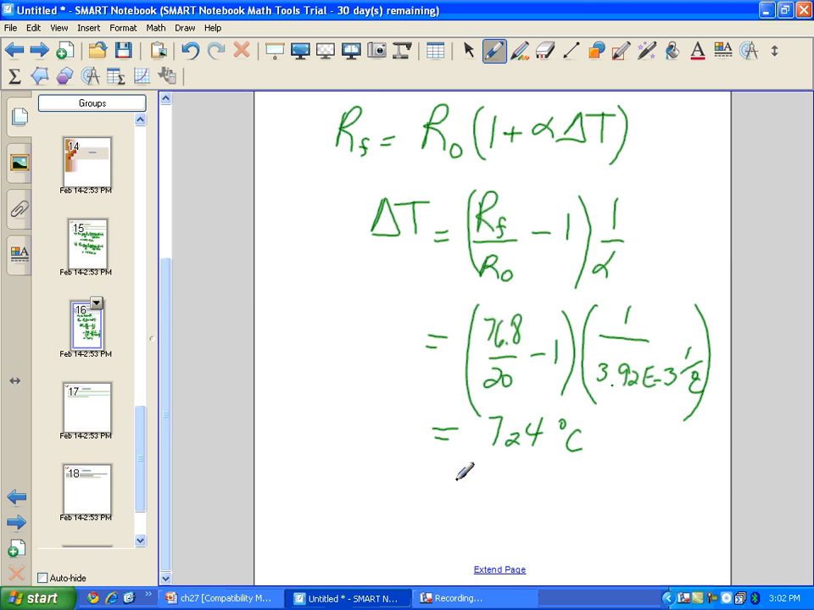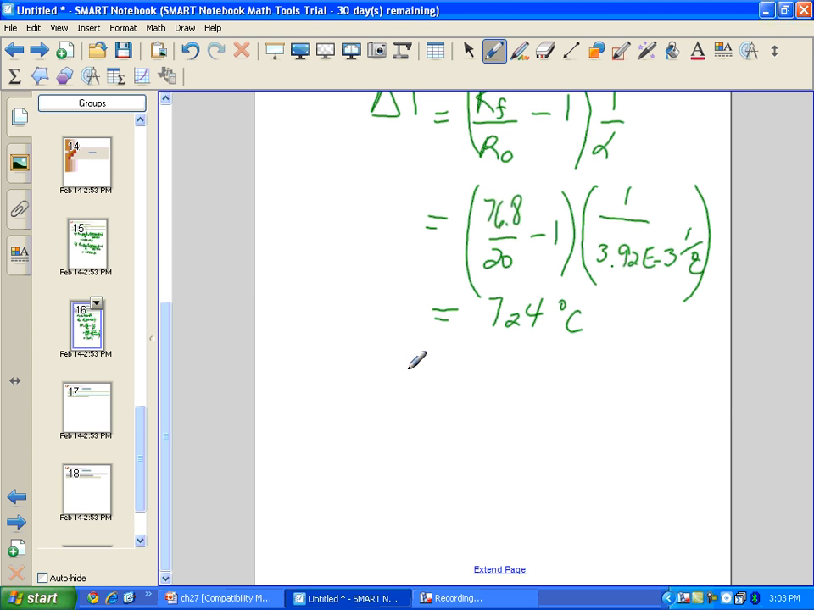724 degrees Celsius. But of course, we were asked to determine T final, and so T final minus 20 equals 724, so it must be that T final is 744 degrees Celsius.